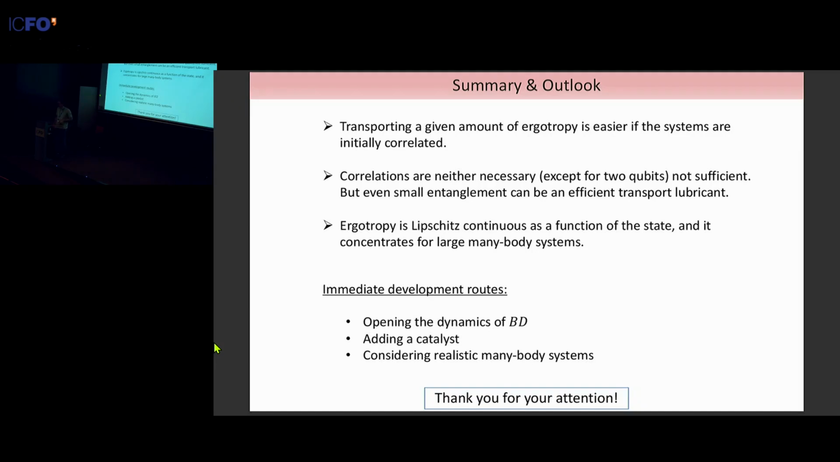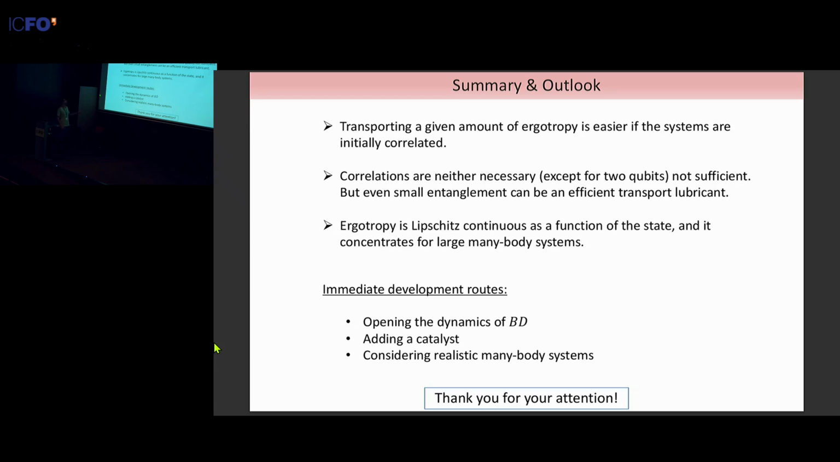In the end of the day, transporting a given amount of ergotropy is easier if the systems are correlated. This is something that we establish. Correlations are of course not necessary or sufficient, but we do see that if we are talking in terms of generic properties, if you have correlated states, then you will generically have more ergotropy transport, although again it was not necessary.